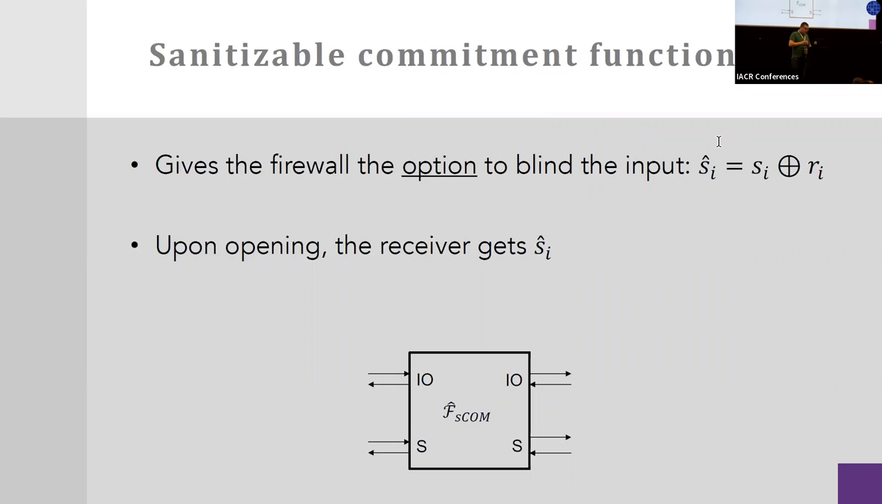So how do we do commitment, for example, in this model? The first thing we need to define is what a sanitizable commitment functionality is. You take the normal commitment functionality, where parties send a message, they commit, and later on the functionality opens to the receiver, and we add the sanitation interface. Every time a party tries to commit to something, the functionality signals the firewall, and the firewall gets the chance to blind this message, to sanitize it. And then when it opens, the receiver gets the sanitized input.